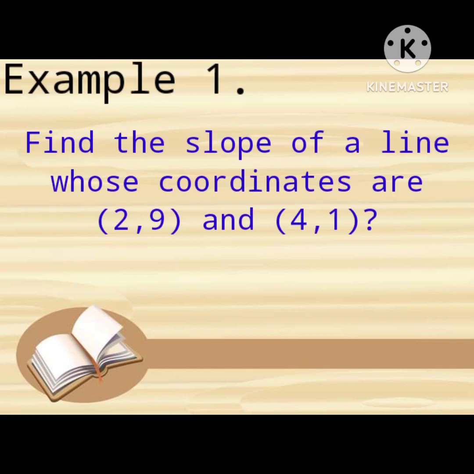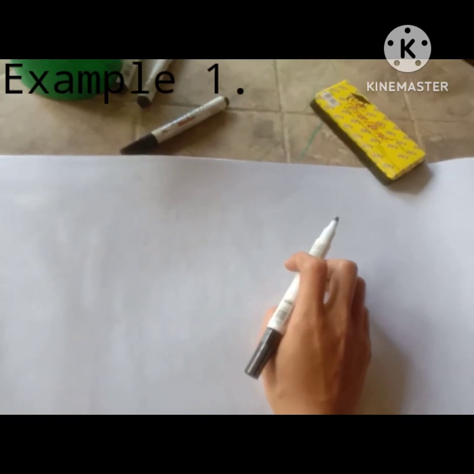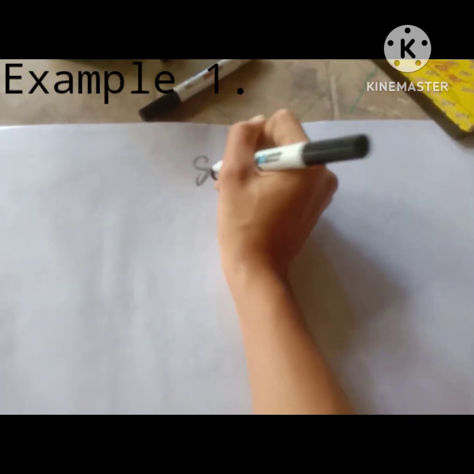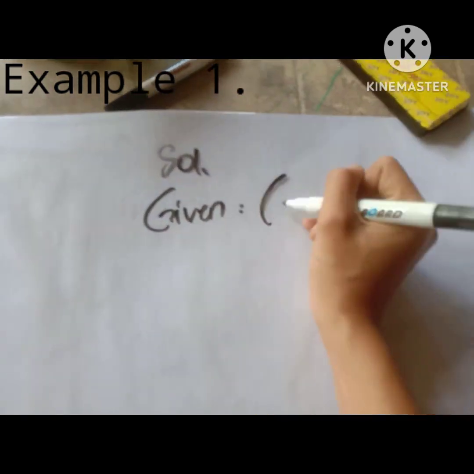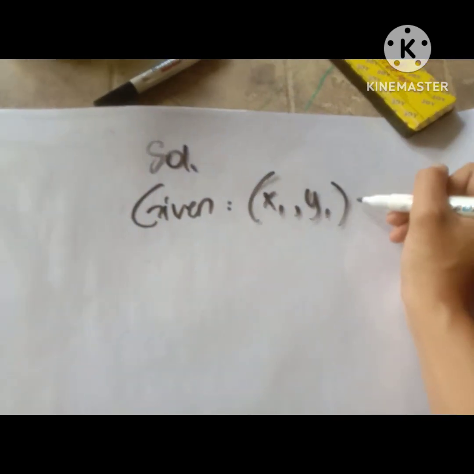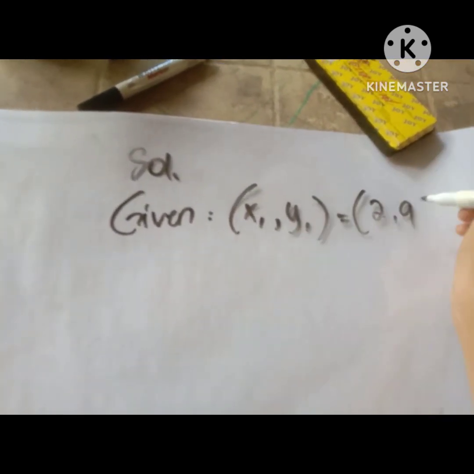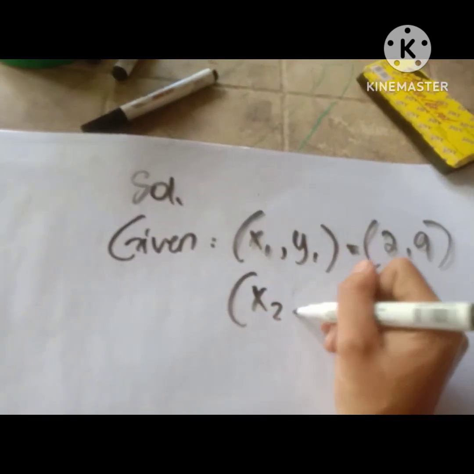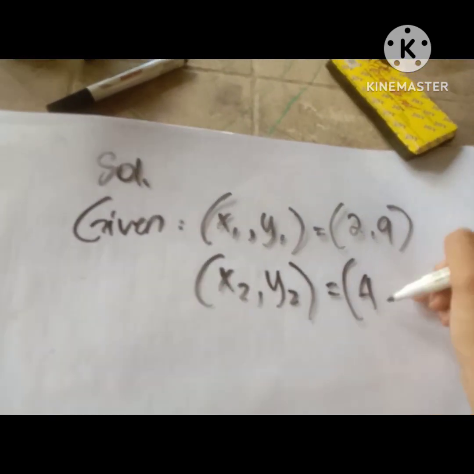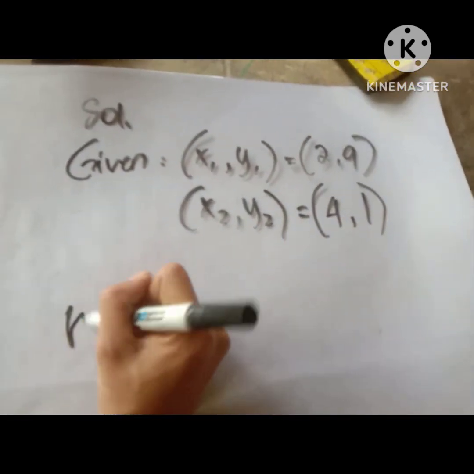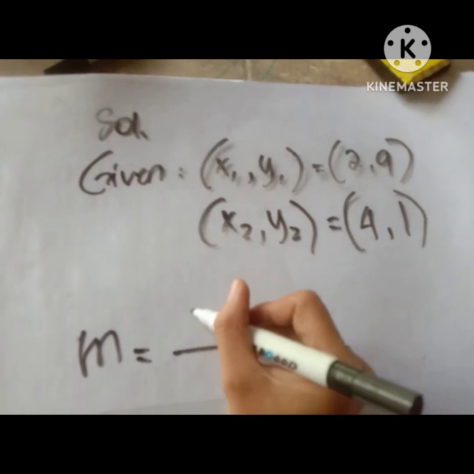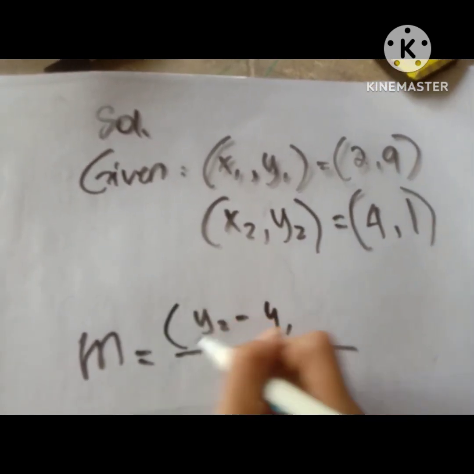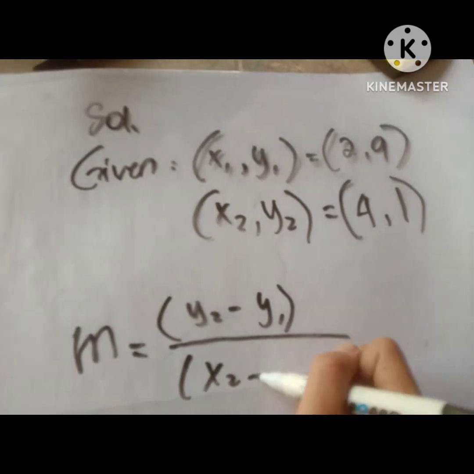Example number 1: find the slope of the line whose coordinates are (2, 9) and (4, 1). The solution: given x sub 1 and y sub 1 equal to 2 and 9, then x sub 2 and y sub 2 equal to 4 and 1. To find the slope, we have the slope formula m equals y sub 2 minus y sub 1 over x sub 2 minus x sub 1.